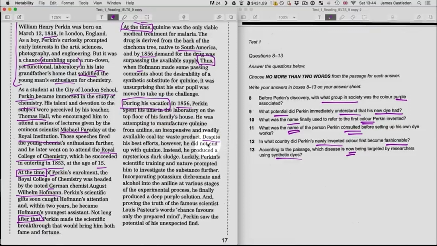Despite. Despite is a type of honey phrase. It's showing contrast, as well as however. Instead, another one that's useful. Luckily, it's a type of adverbial. We mentioned this deep purple, so that's going to come up. It's going to help us here.